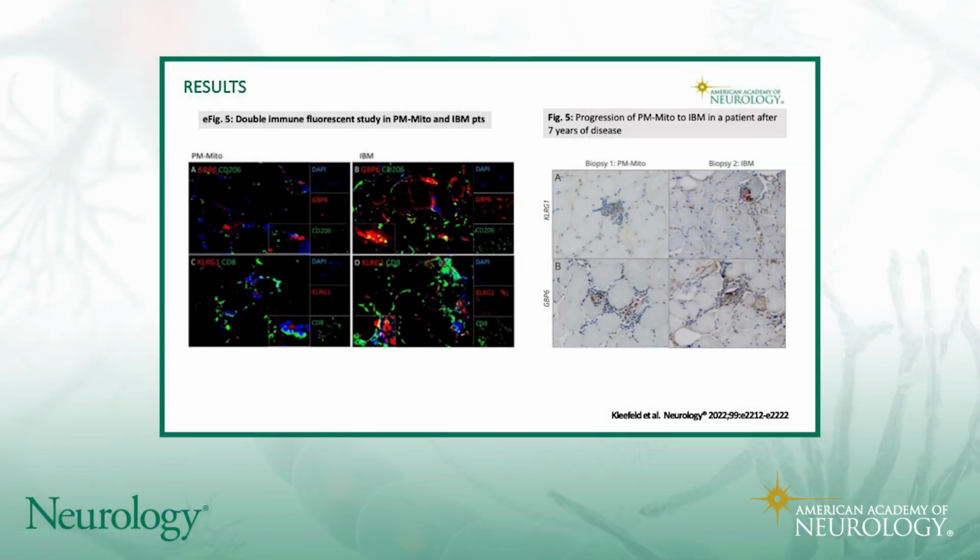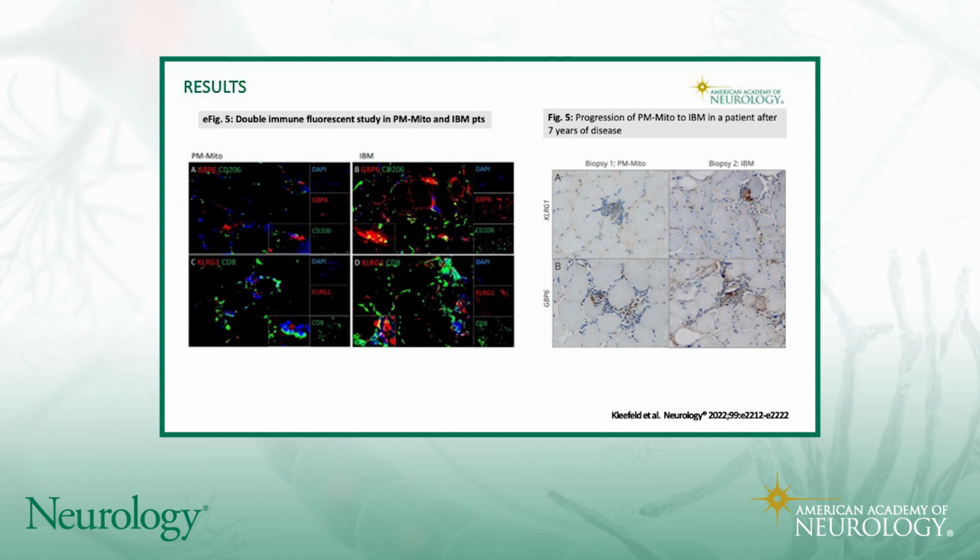And then they have 2 patients out of these 25 patients with PM-Mito that were rebiopsied. They had another biopsy, one of them 5 years later and another one 7 years later, and they were eventually diagnosed with inclusion body myositis. They showed the 2 biopsies for one of these patients in figure 5. And again, it's good to have some longitudinal data for at least 2 patients. You can see that the first biopsy is staining a little bit for KLRG1 and GBP6, on the left, but then in the second biopsy, you can see stronger staining for KLRG1 and also stronger staining for GBP6.